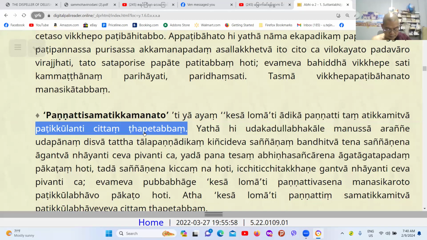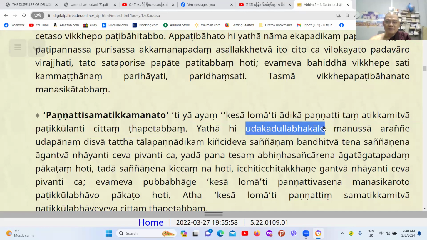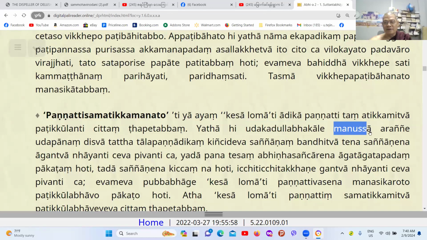Yathahi. Now likewise here, udaka dullabha kale. At the time when it is hard to get water, maybe there is drought and it's not easy to get water. So manussa arañña upagamma disva. But in the village there is no more water, so the people go to the forest.